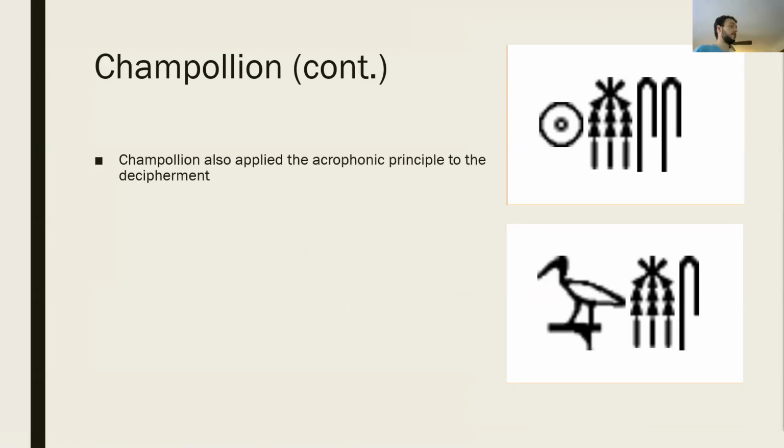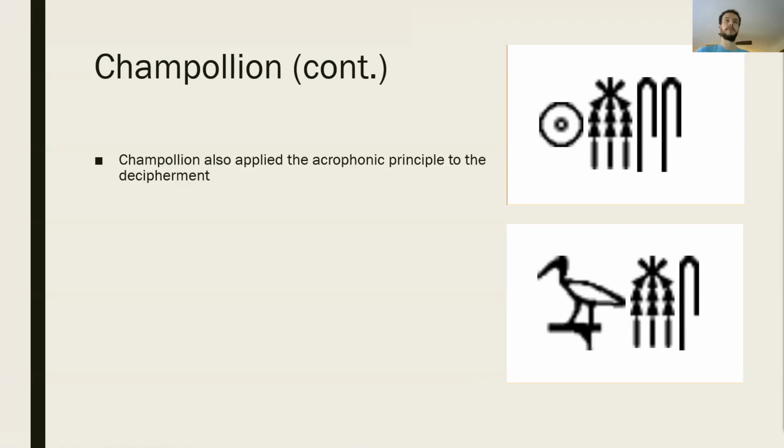Another thing that Champollion used, besides this process of comparison, of seeing how Greek letters correspond to hieroglyphic symbols, he also tried to use the acrophonic principle in the decipherment. So remember, the acrophonic principle was the strategy where a symbol represents the first sound of an object's name. So if you look at a picture of an ibis, and you know how the word ibis was pronounced in the ancient Egyptian language, you could assume that that is what the first sound of that word is.